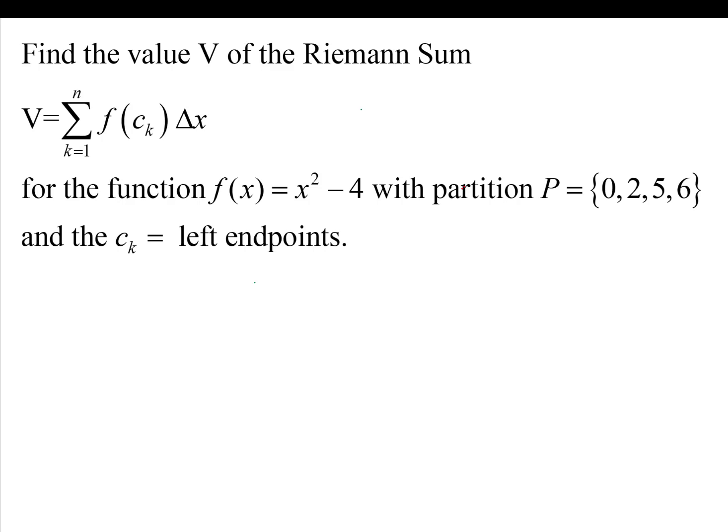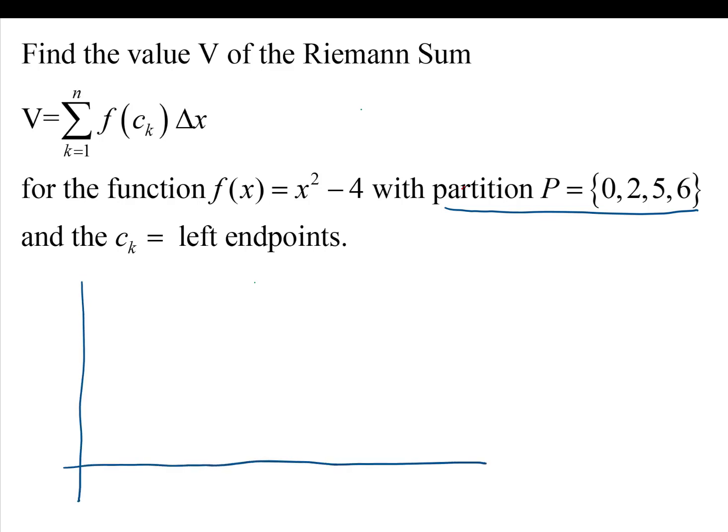All right, normally when we do this, we choose our delta x to be the same, so evenly spaced intervals, but it doesn't have to be that way. And so here we're supposed to partition it at 0, 2, 5, and 6. So let's go ahead and draw a picture. We're going to kind of space these out because of our x and y scales.